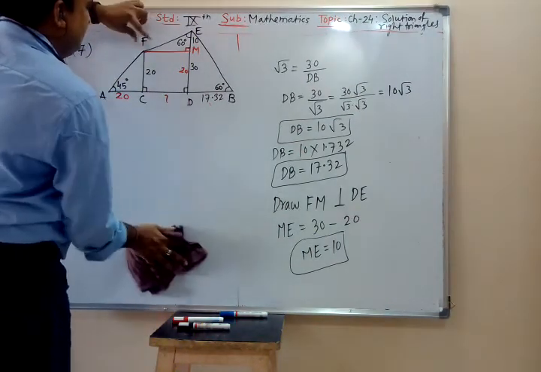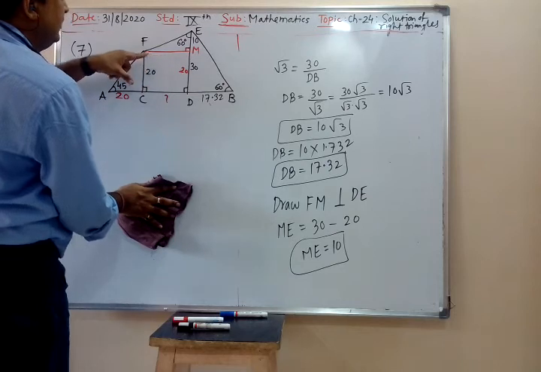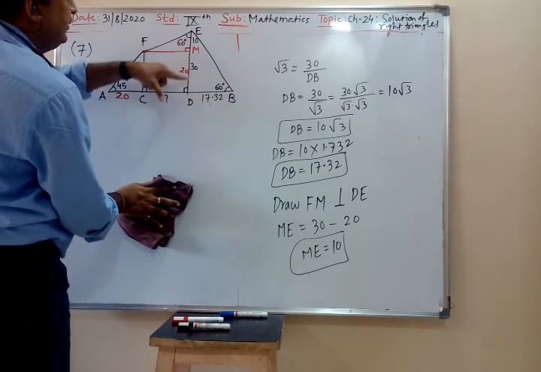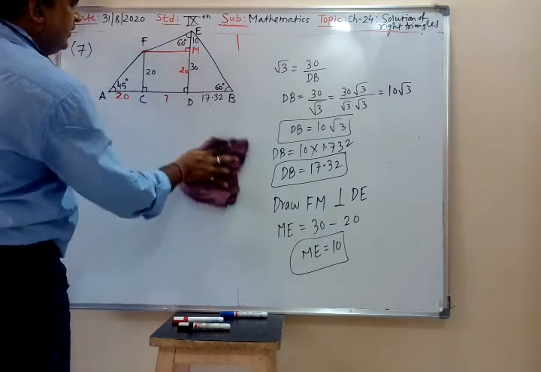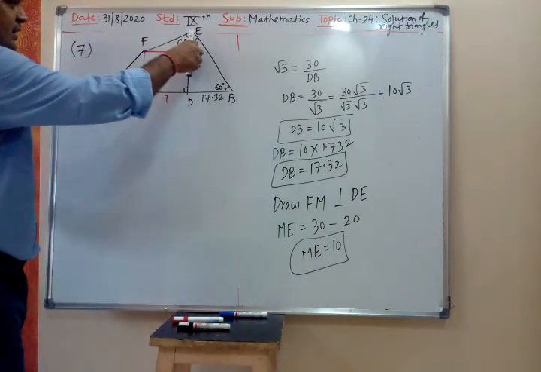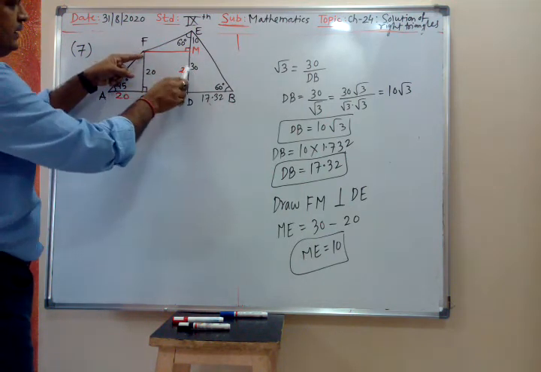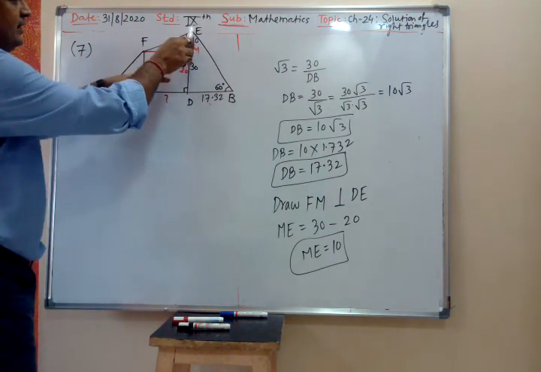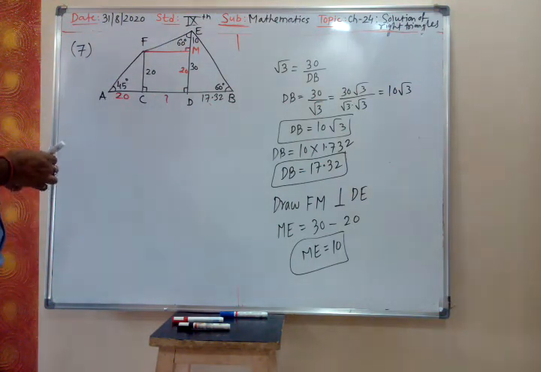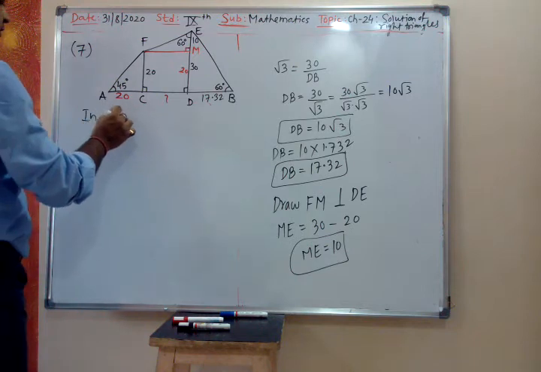To find CD, we want a triangle. So from F, I will draw FM perpendicular to DE. This complete length is 30. Now this much length is the same as this much length, so 20. So what is the remaining? The remaining length will be 10. ME is 10. Now in triangle FME.